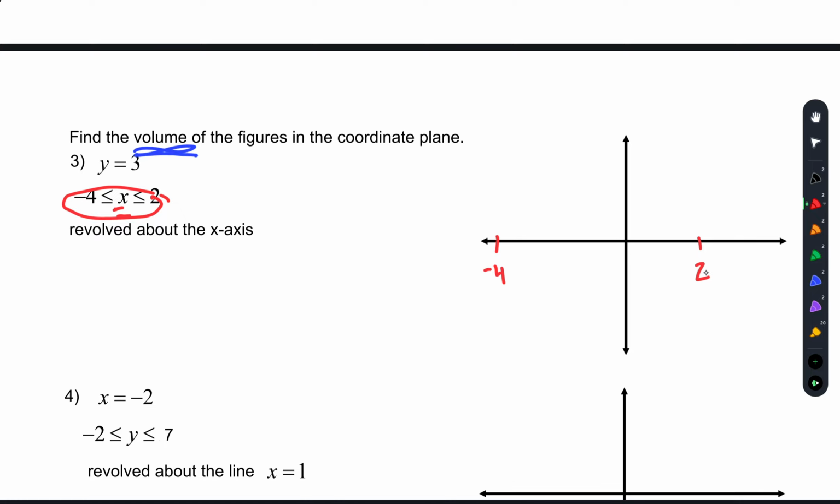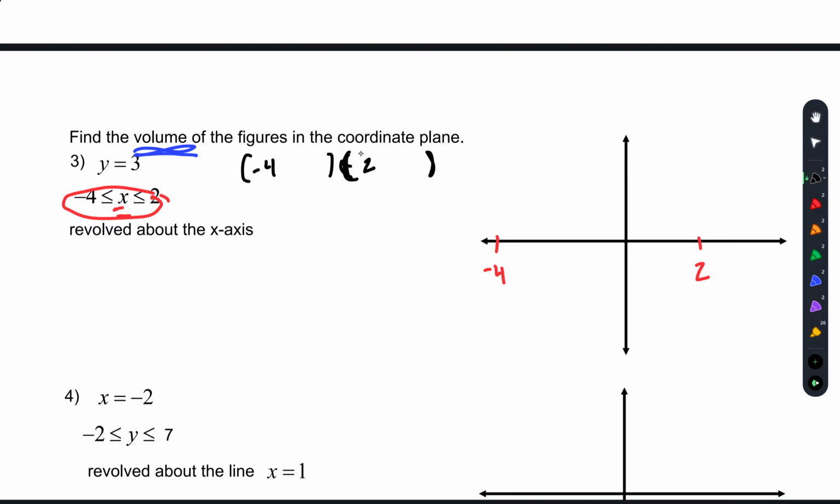Okay. Now I need to graph the line y = 3. So I want two endpoints. Hopefully these two endpoints are a little bit easier to get, actually. I know that my x values are -4 and 2. My y values, y = 3.